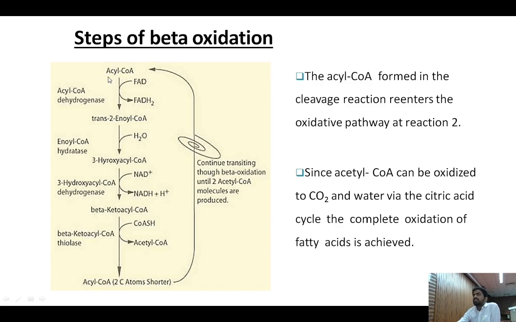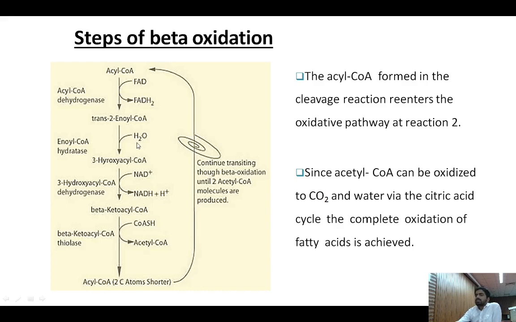Then you will write that this whole reaction is happening in the mitochondrial matrix. In the mitochondrial matrix, acyl coenzyme A in the first reaction, with the help of the enzyme acyl coenzyme A dehydrogenase and cofactor FAD, forms trans-enoyl coenzyme A and FADH2. The substrate is acyl coenzyme A, the enzyme is acyl coenzyme A dehydrogenase, the cofactor is FAD, the product is trans-enoyl coenzyme A and the byproduct is FADH2, and this whole reaction is known as oxidation. This is a type of oxidation.